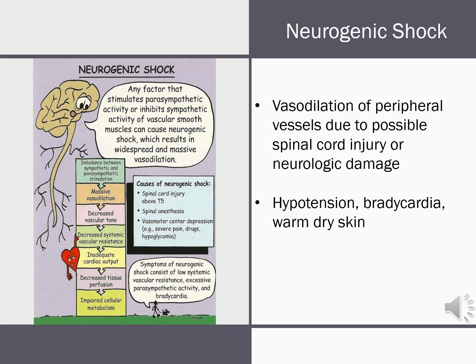This loss of sympathetic nervous system activities results in widespread vasodilation, leading to a drop in blood pressure and a decrease in tissue perfusion. Unlike other forms of shock, neurogenic shock typically presents with bradycardia, also known as a slow heart rate, instead of the usual tachycardia, which is an increased heart rate seen in other types of shock.